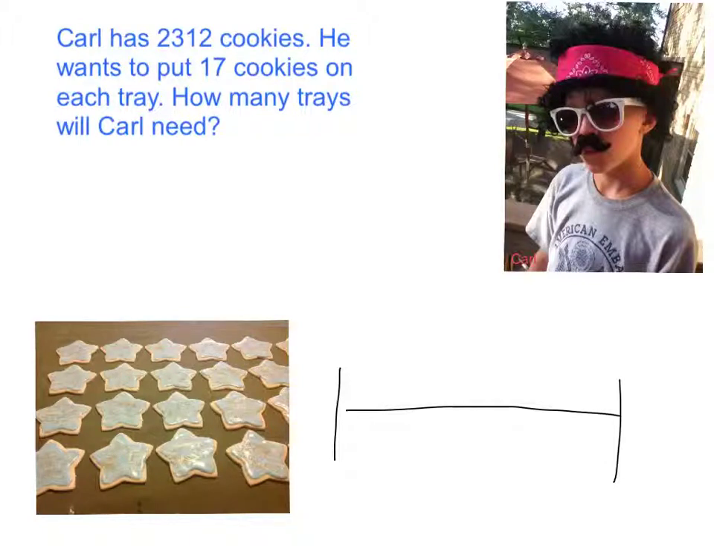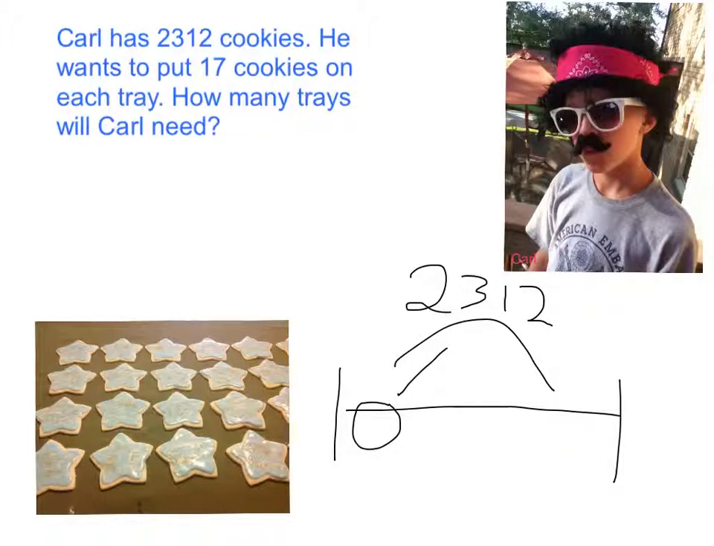Carl has 2,312 cookies. He wants to put 17 cookies on each tray. How many trays will Carl need? So, obviously this is grouping because you are putting the cookies into groups.